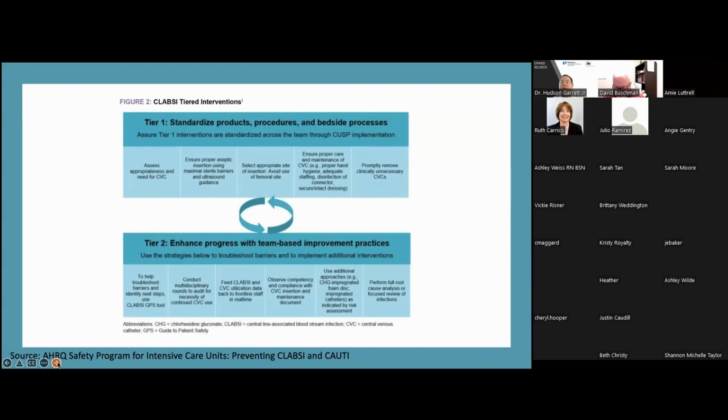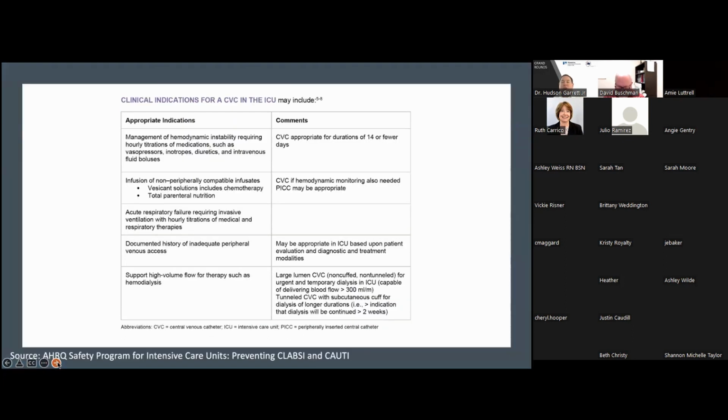And so many facilities concentrate on these bundles or tier 1 interventions, but they fail to realize the importance of those tier 2 things, right? If you don't have the teams, the support infrastructure, the accountability, frankly, the data transparency, the data review, and the ongoing continuous quality improvement, we're never going to reach our target goal, which is 0 infections in this area.